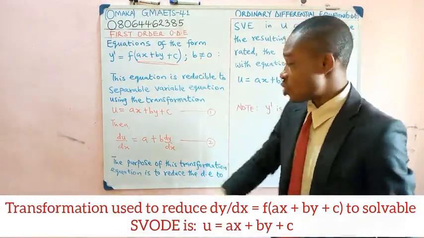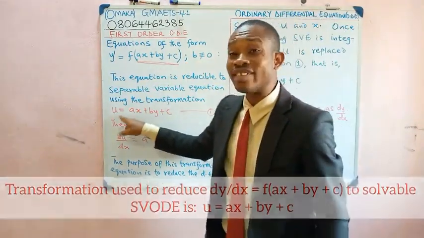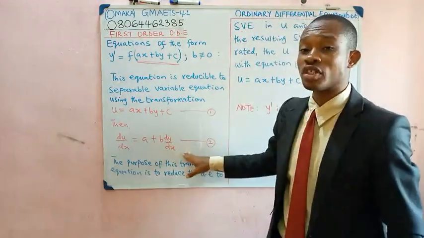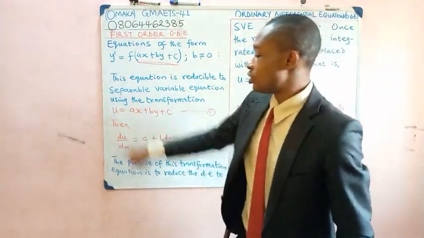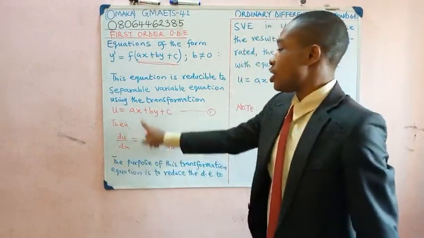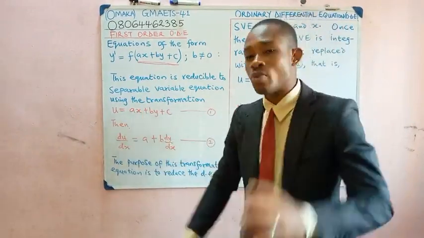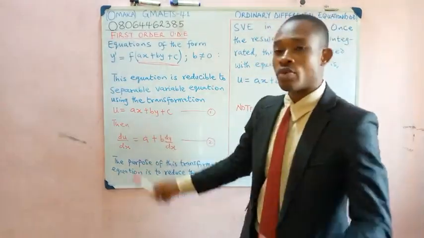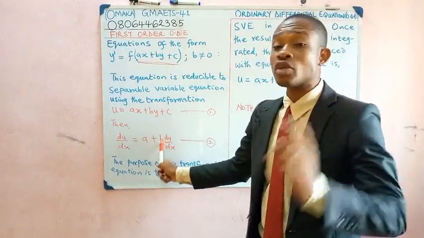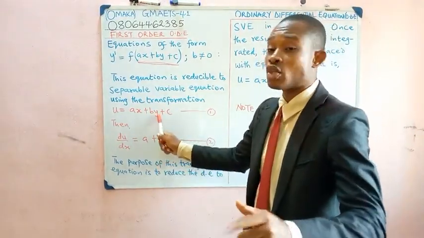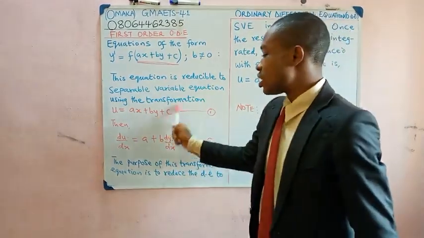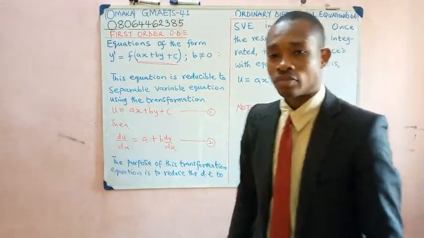But do not forget, you are expected to differentiate this transformation with respect to x, and that's why we have equation 2. So you're going to have du dx equal to, if you differentiate ax with respect to x, you get a. And then differentiate by with respect to x, b is a constant so it remains there, and differentiating y with respect to x, you get dy dx. Differentiate this constant c, you get 0.